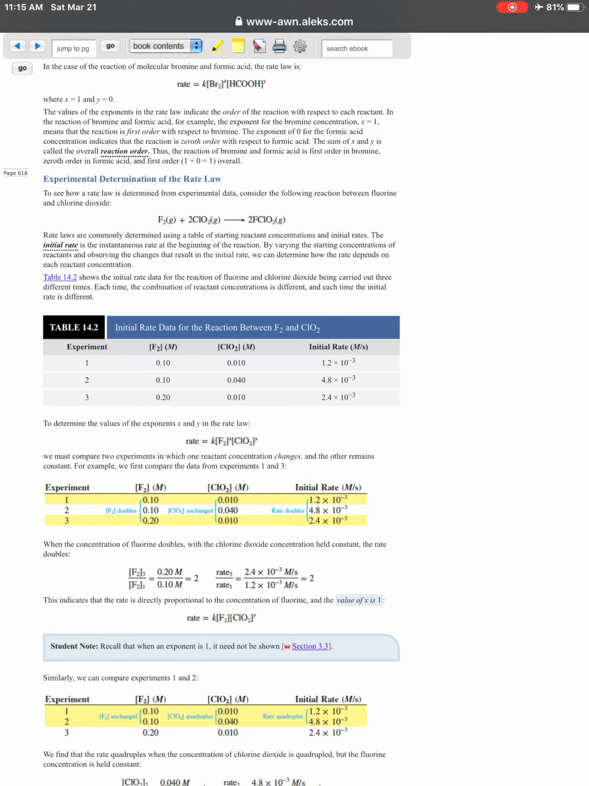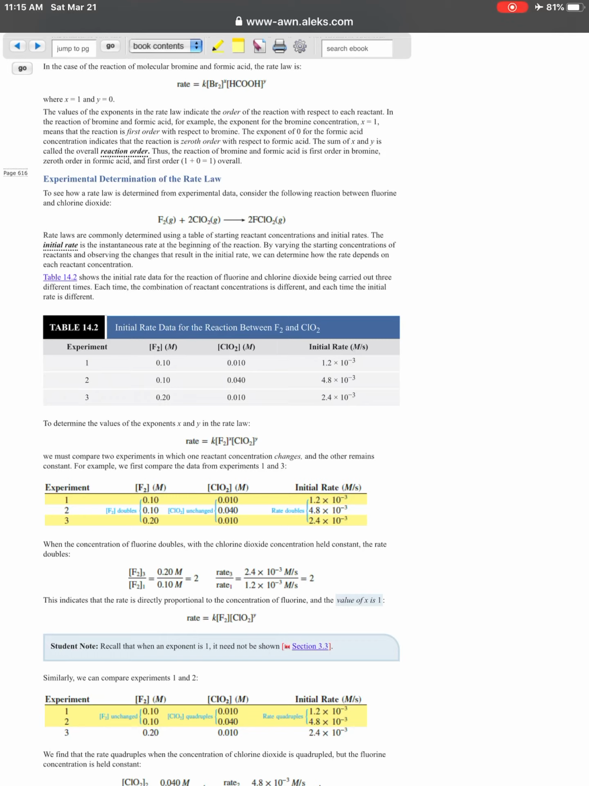The initial rate is the instantaneous rate at the beginning of the reaction. By varying the starting concentrations of reactants and observing the changes that result in the initial rate, we can determine how the rate depends on each reactant concentration. Table 14.2 shows the initial rate data for the reaction of fluorine and chlorine dioxide being carried out 3 different times, 3 different experiments.